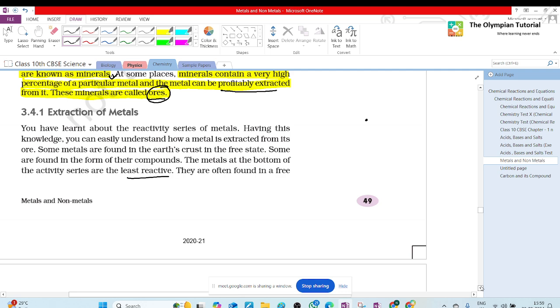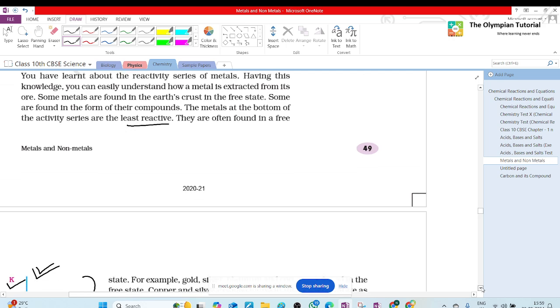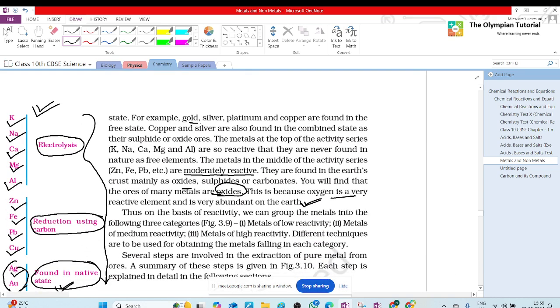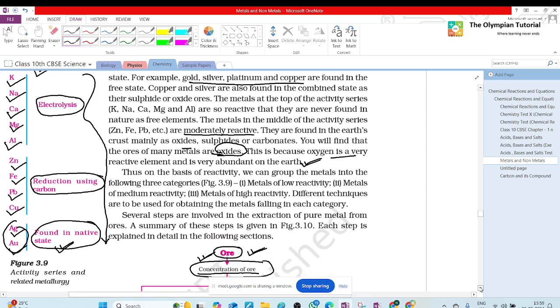Some metals are found in the Earth's crust in the free state. Some are found in the form of their compounds. The metals at the bottom of the activity series are the least reactive. They are often found in a free state. Metals which are least reactive are found in free state because they do not react with any other element. But if metals are highly reactive, they combine with other elements. Least reactive ones are like gold, silver, platinum and copper. Copper and silver are also found in the combined state as their sulfide ores or oxide ores.